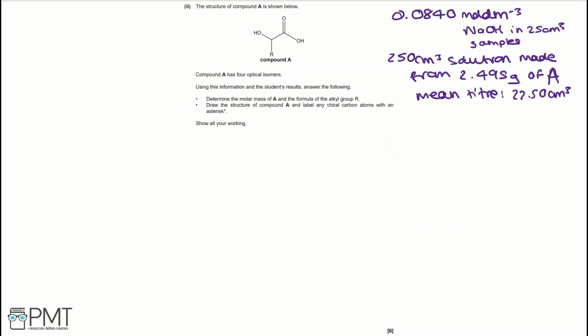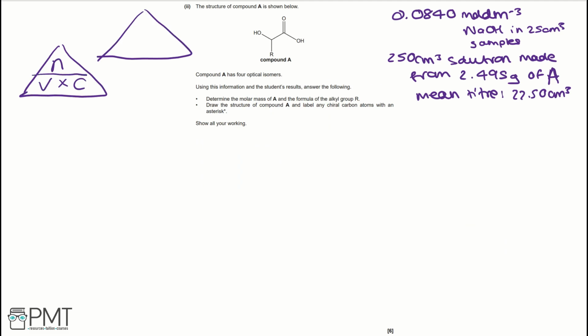So firstly, we need to work out the moles of compound A. We're going to use 2 equation triangles in this question. The first being Nigel's very clever, where we can work out number of moles, the second being mass over RFM times moles. And that will give us the molar mass of A, which is another way of saying RFM.